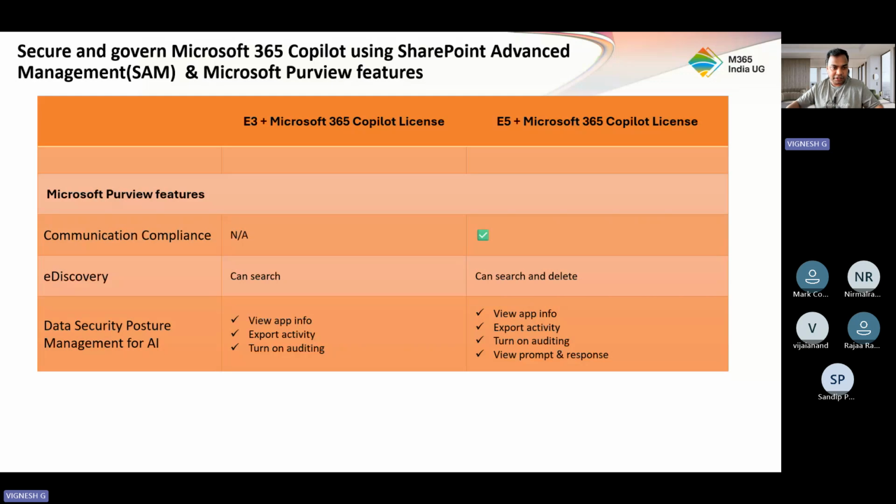And then e-discovery, of course, no matter whatever you're doing in any organization, e-discovery is needed, right? With your E3, you can only search. You can create a search and then you can do an e-discovery. But when you're doing it with E5, you can also do search and delete, and there is a lot more that you can do with your e-discovery when you have an E5 license.